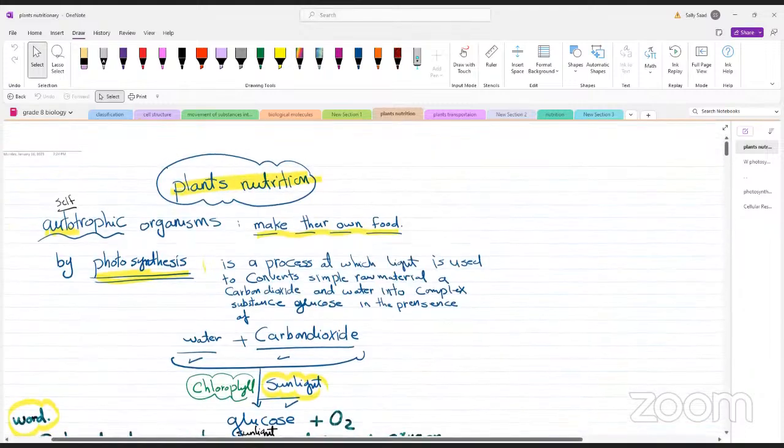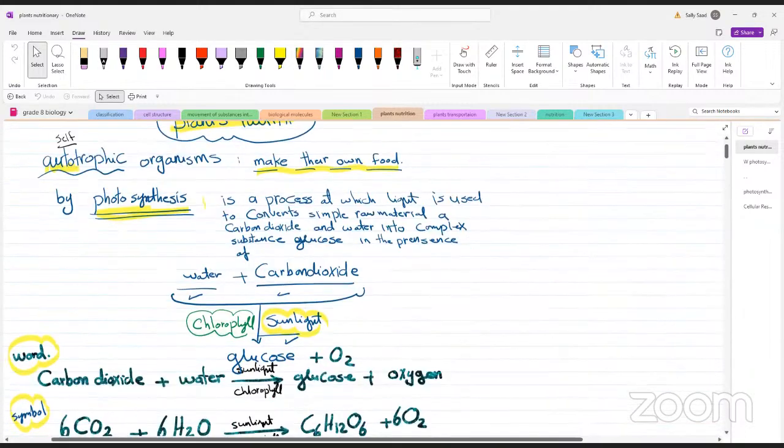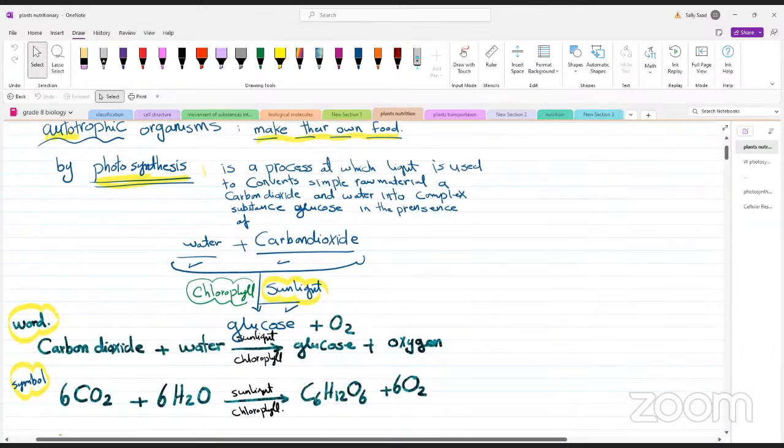Last session we spoke about plant nutrition, and we explained this is autotrophic nutrition, at which the plant makes its own food by a process called photosynthesis.